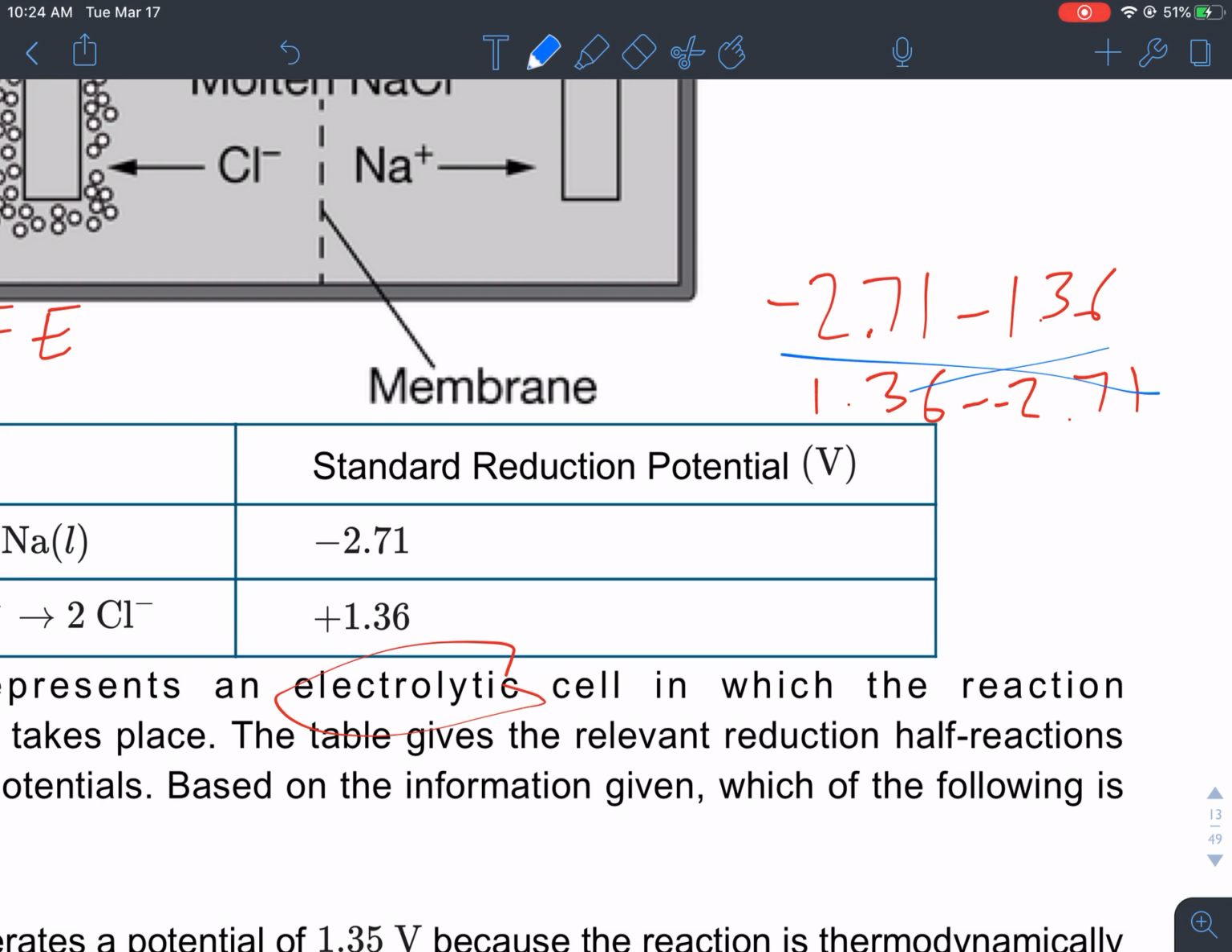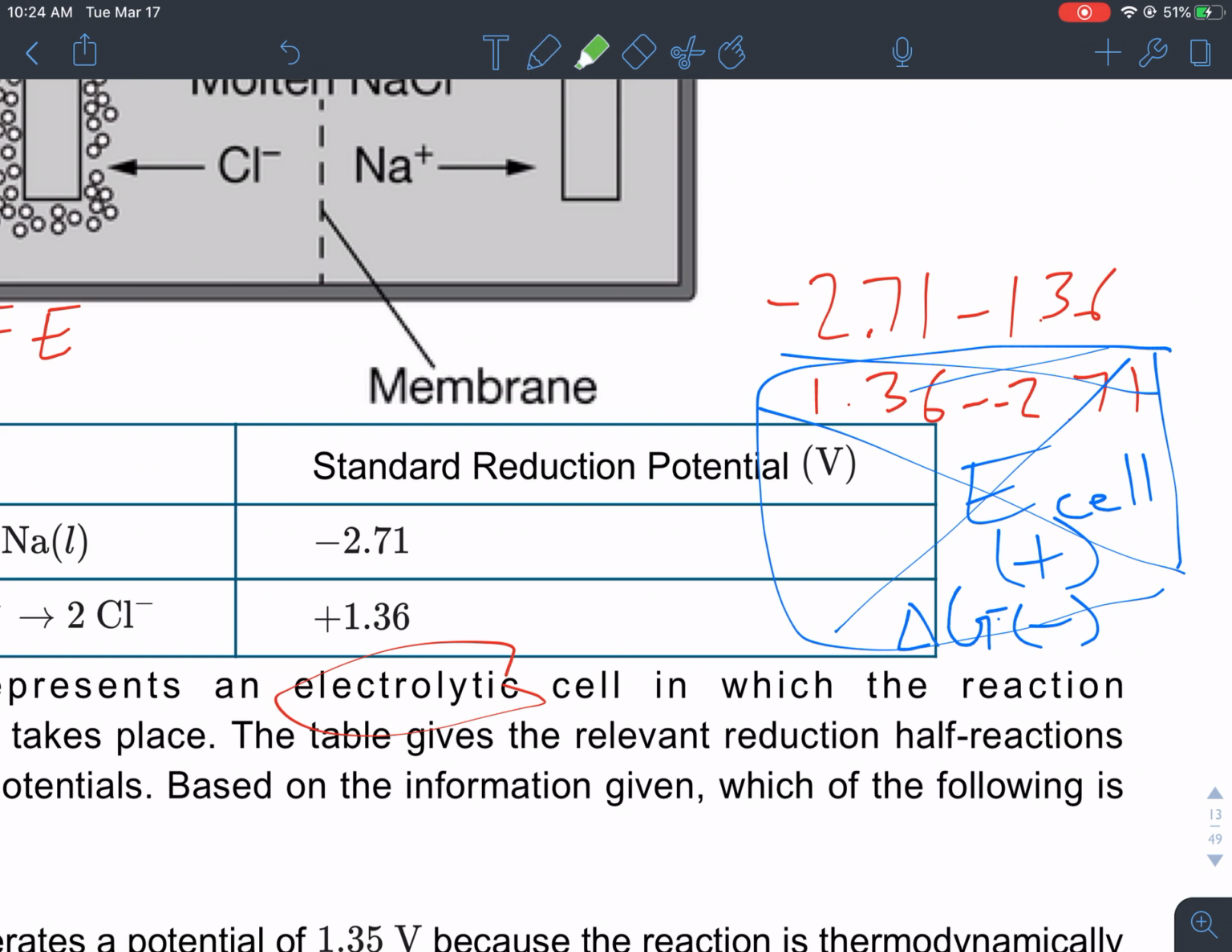The reason why it cannot be this one is because that would give you a positive E cell. Yeah? If that gives you a positive E cell, then that means you will have a negative delta G. And this already told us it's an electrolytic cell. Electrolytic cells are not spontaneous. This cannot be true, because it would give you a positive E cell.